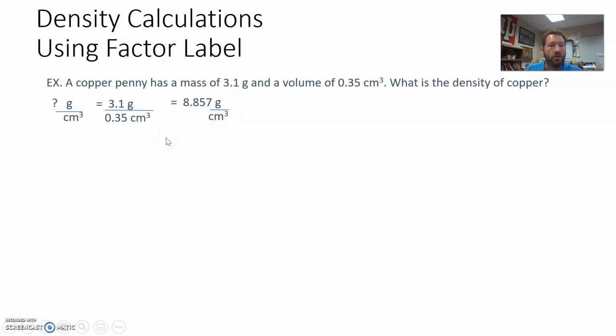And finally, check my significant digits. 3.1, that's 2 digits. 0.35, that's 2 digits. This is a division problem. We want 2 digits in our final answer. So 8.8, that's it. I take a look at the digit after 8. It's a 5. That tells me to round up. So 8.9 grams per cubic centimeter. Put a box around it. You're done.